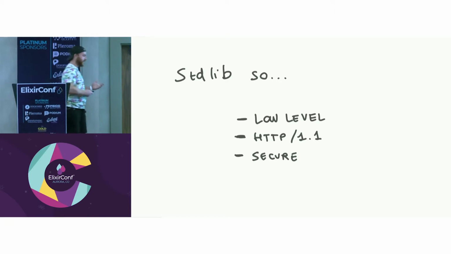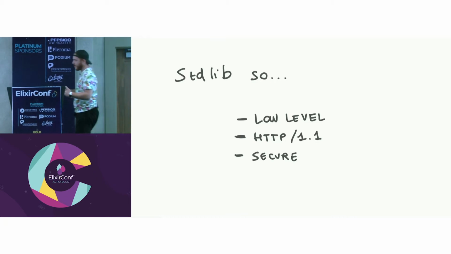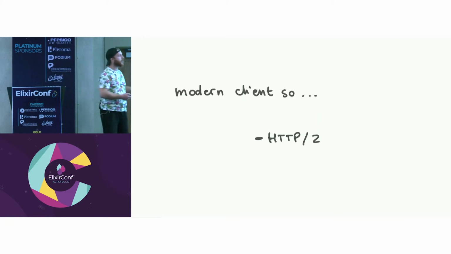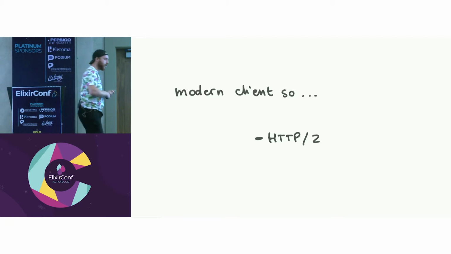And we wanted to have this client in the standard library, so we wanted a client that was low-level enough, because we don't want to build high abstractions in our standard library, because we don't want to guess what people need. We would just want to give them the tool to build whatever they want. We wanted it to support HTTP1, because that's what we use in Hex, and we wanted it to be secure by default. And since this was a new client, we also wanted it to support HTTP2, because at some point Hex might move to HTTP2, and the web is kind of moving towards HTTP2 anyway.